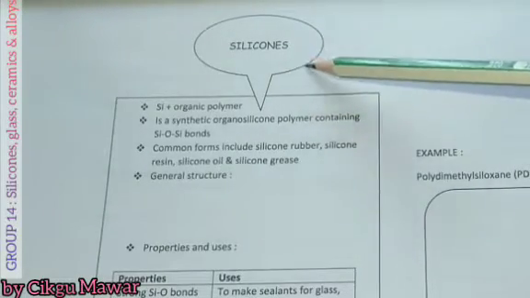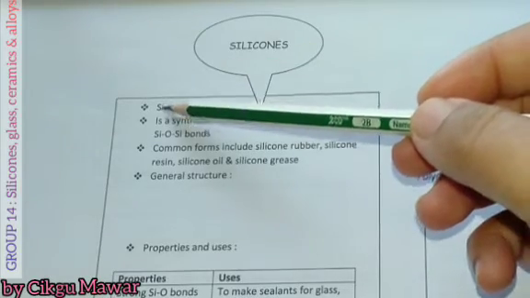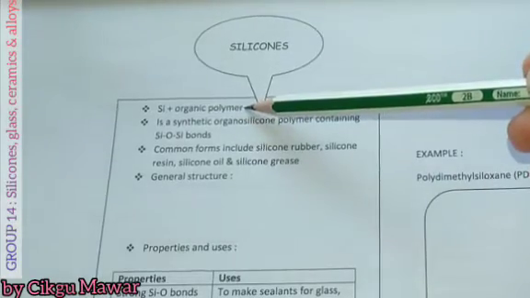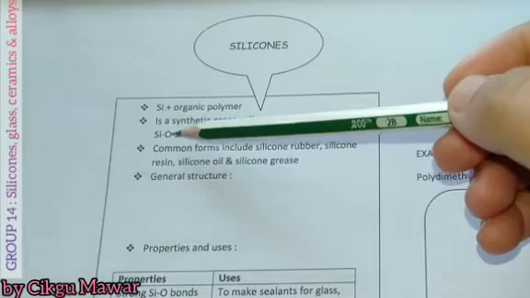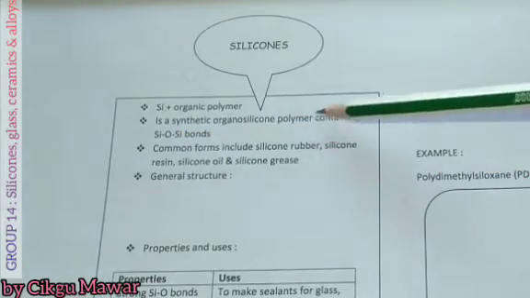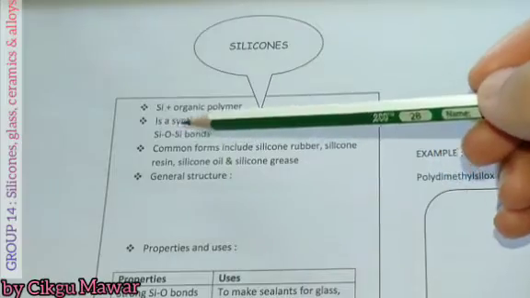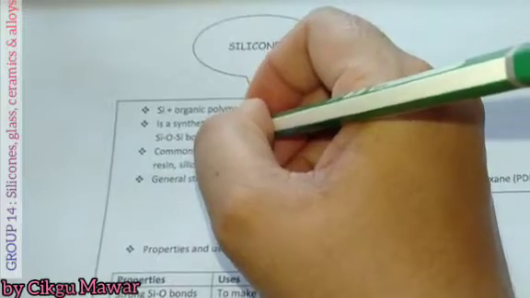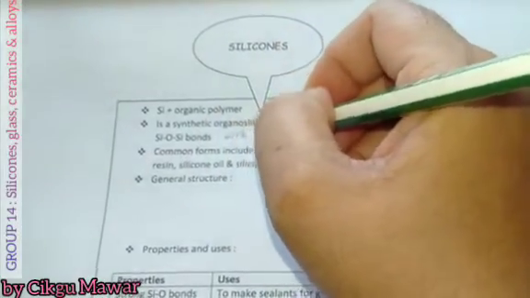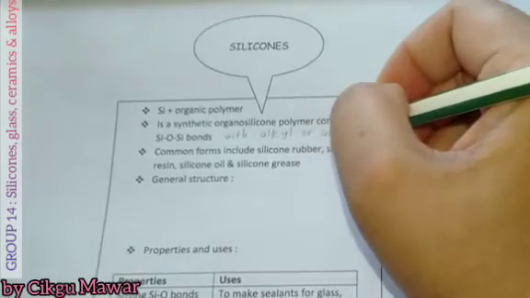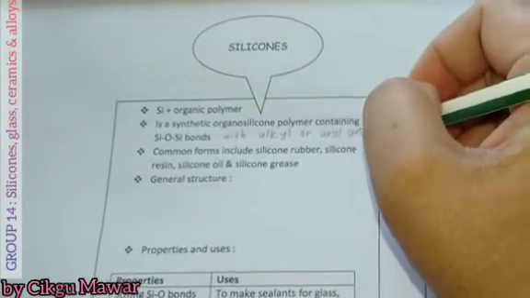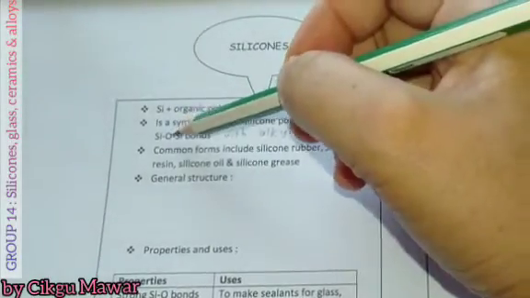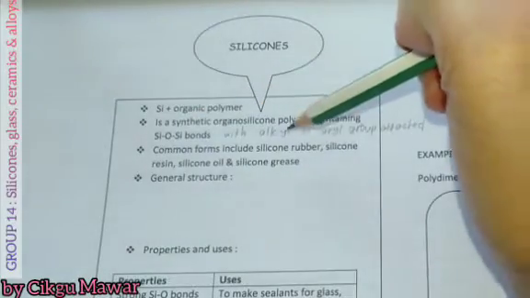What is silicones? Silicones is silicon which is bonded with an organic polymer. Silicones is a synthetic organosilicon polymer containing Si-O-Si bonds, which are also bonded with alkyl or aryl groups attached. So Si-O-Si is also bonded to the aryl group.